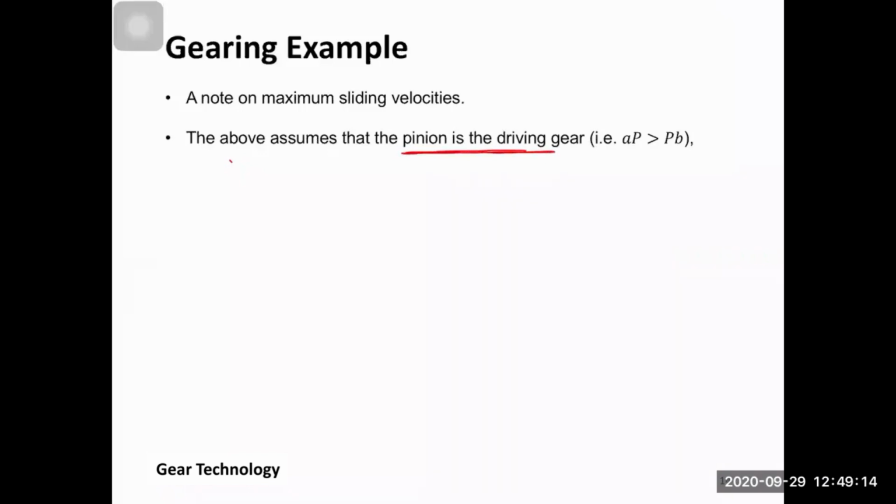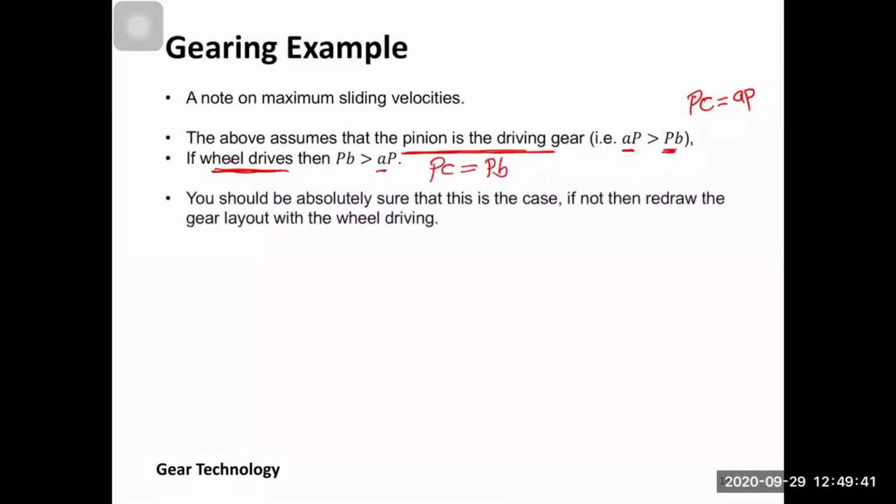Okay, there is a note here on this maximum velocity. As I said, the above assumes that the pinion is the driver. So if the pinion drives the gear, in this case, the value of AP is going to be greater than PB, and we are going to use the distance PC as AP. Then if the wheel is the driver, PB is going to be greater than AP, and in this case, PC is going to equal PB, okay, to find the maximum velocity.